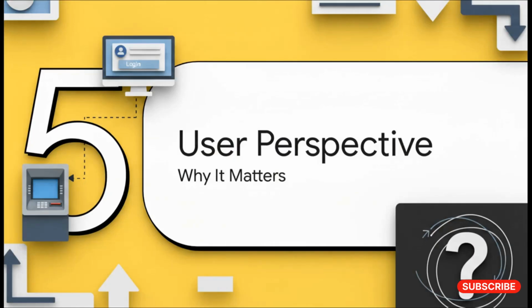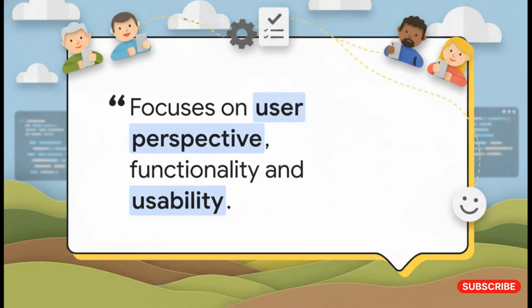Section 5. The user perspective. Now, what's really interesting about this slide is that the true heart of black box testing, and its biggest advantage, is that it forces a strict focus on the user perspective, actual functionality, and real-world usability. By totally ignoring the code, the tester is forced to experience the software exactly as you and I do. It serves as a vital reality check. It ensures that the software actually performs in the hands of real humans out in the wild, not just in the isolated, perfectly controlled environment of the programmers who built it.